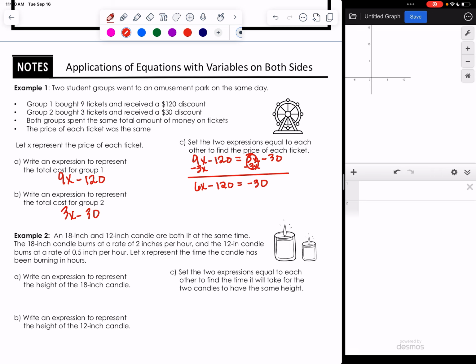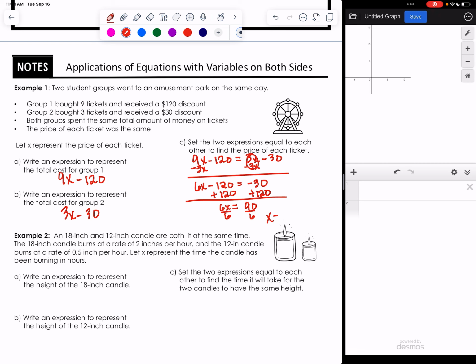Now we're going to solve. We're going to have to add 120 and then divide by 6. So let's do that. 6x would equal negative 30 plus 120 is 90. And then divide both sides by 6.